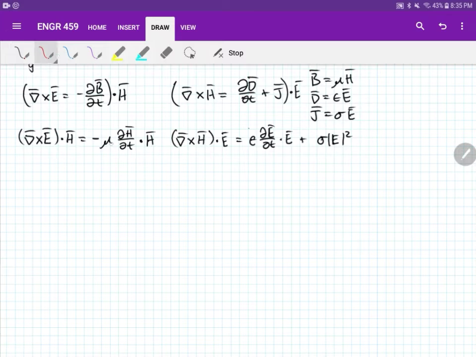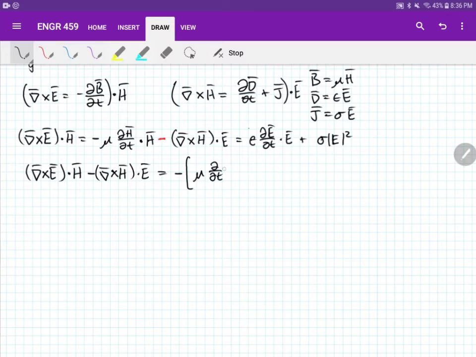Now we're going to take these two equations and subtract them, and then equate the two sides. On the left side, we're going to have the curl of E dotted with H minus the curl of H dotted with E, which is equal to, and we're going to pull a minus out in front, minus mu times the time derivative of H dotted with H, plus epsilon times the time derivative of E dotted with E, plus sigma E squared.